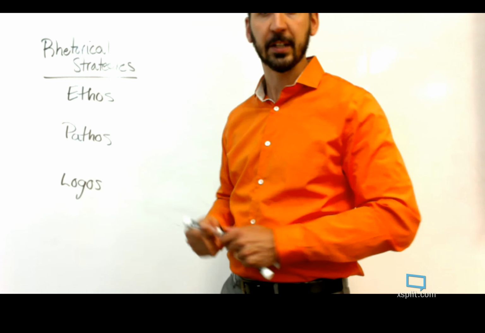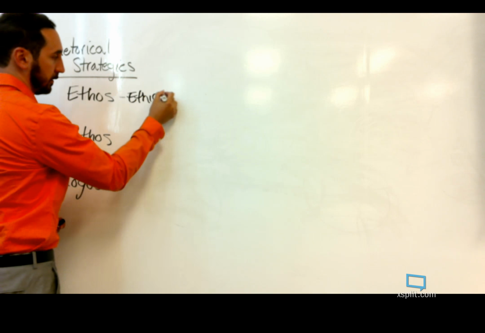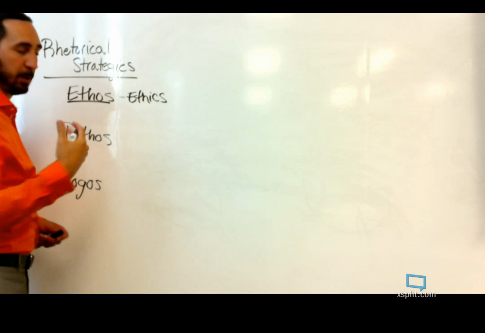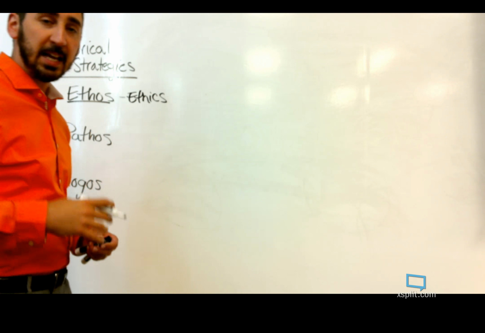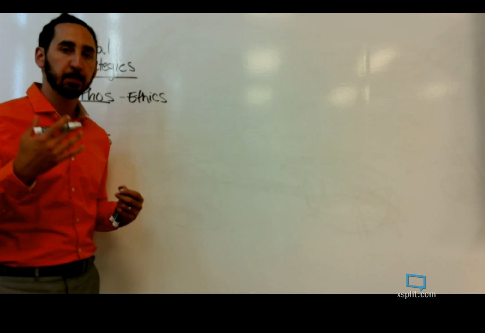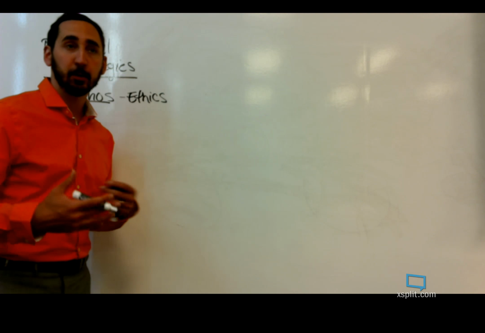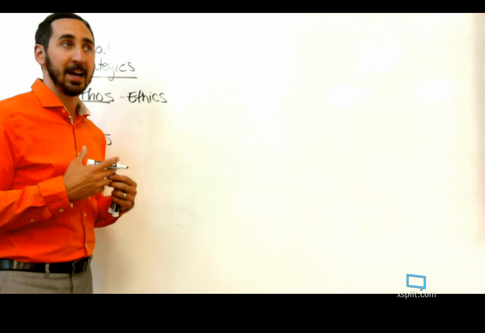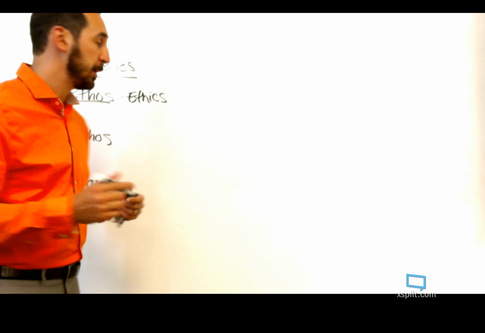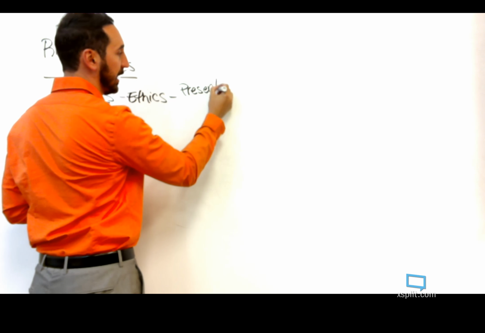So the first one, ethos. This is talking about ethics. You can kind of see how the word ethos resembles the word ethics. The idea here is that you're trying to present yourself as an ethical person, someone that has an ethical belief or an ethical stance. You are presenting yourself as ethical.